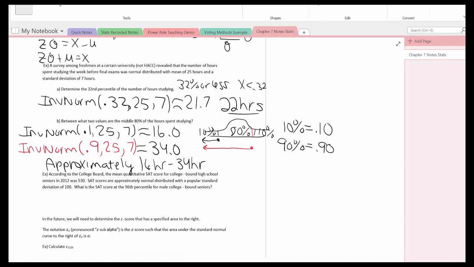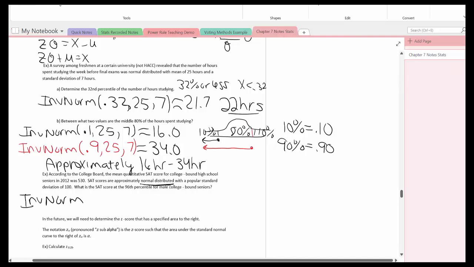According to the College Board, the mean quantitative SAT score for college-bound high school seniors in 2012 is 530. SAT scores are approximately normally distributed with a population standard deviation of 100. What is the SAT score at the 96th percentile? Now again, notice what we have. It's normally distributed, similar to the last problem. Again, it's not asking for a proportion and it's not asking for a probability. So this is going to be an inverse norm.